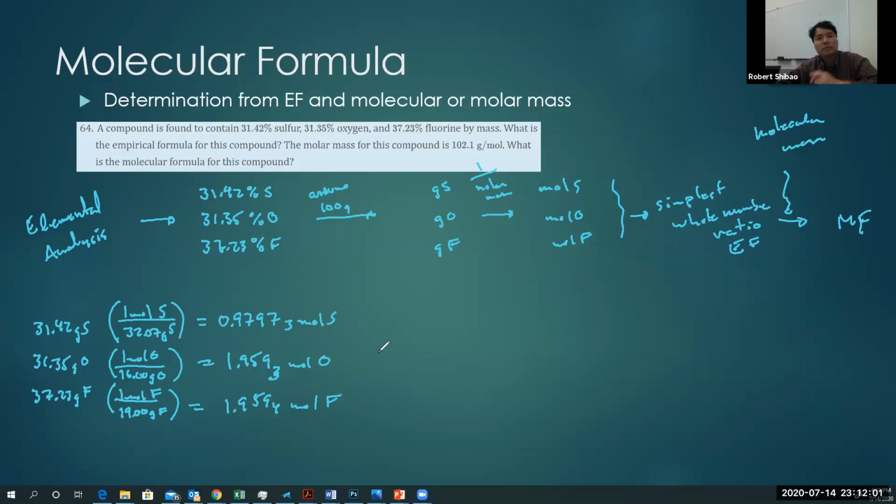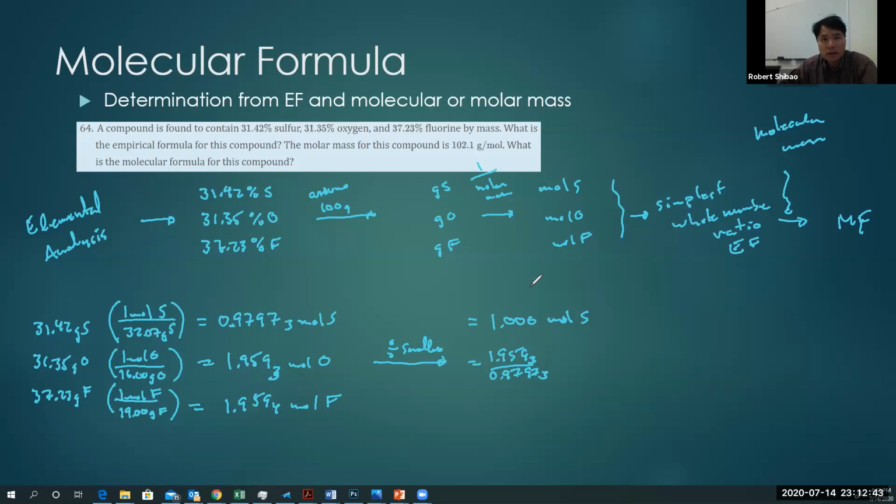Now this doesn't look like simple whole numbers. And so the way we get the simple whole numbers is we divide by the smallest. And the smallest here is 0.97973. And so if we divide by the smallest, we're going to get 1.000 moles of sulfur. Okay, now we're going to divide by the smallest here. And so this is going to equal 1.959 divided by 0.97973. You know, dividing by the smallest, 0.97973 divided by 0.97973 is just 1.